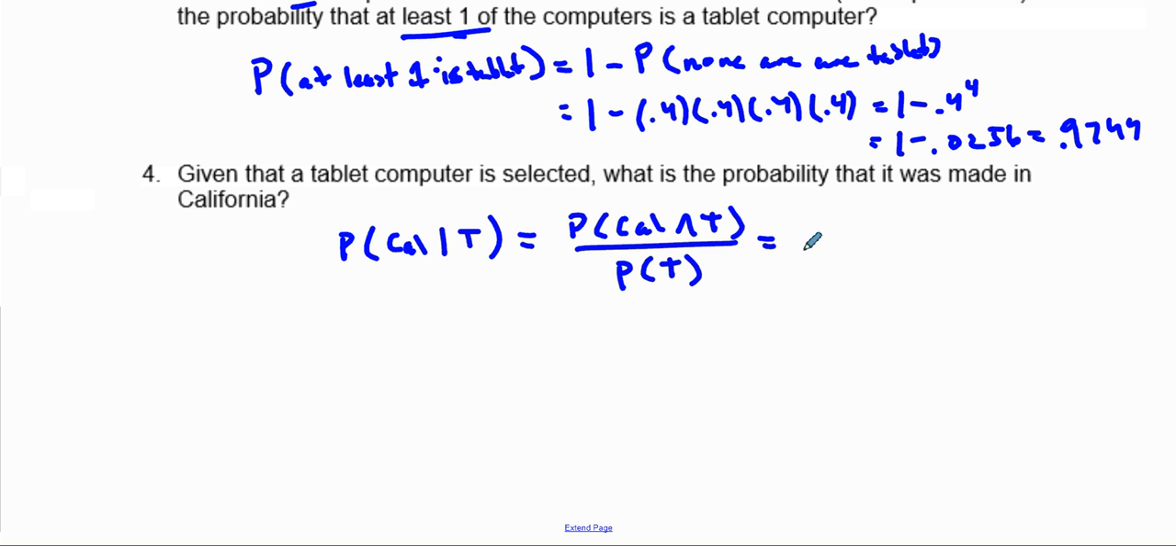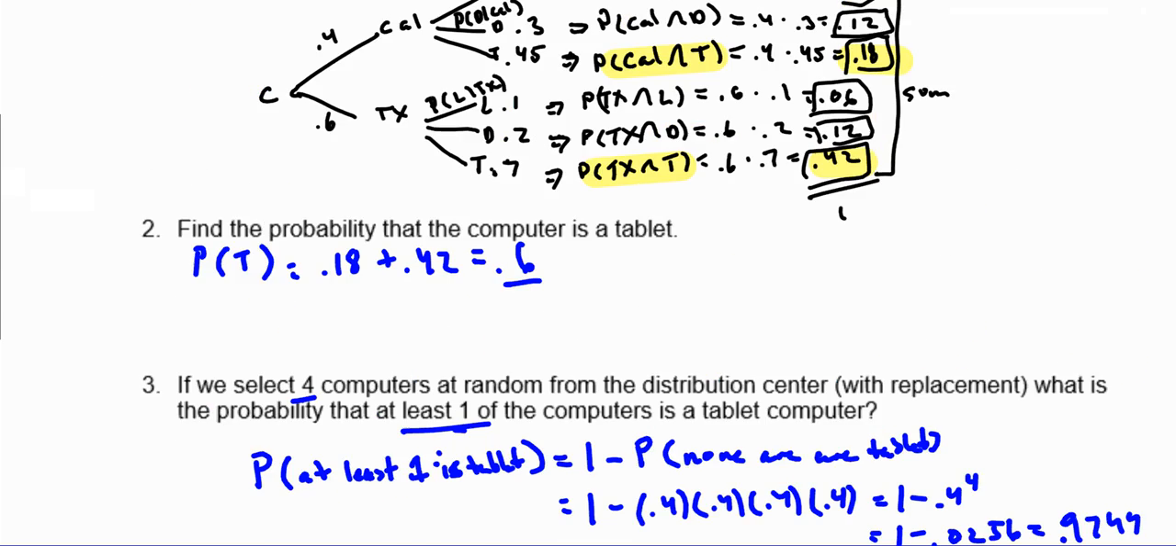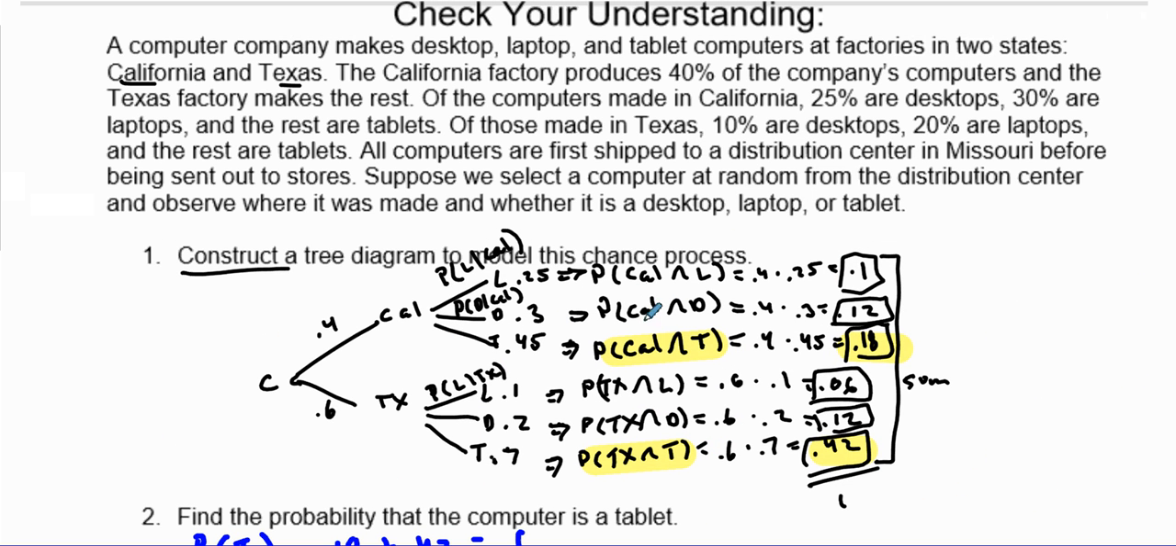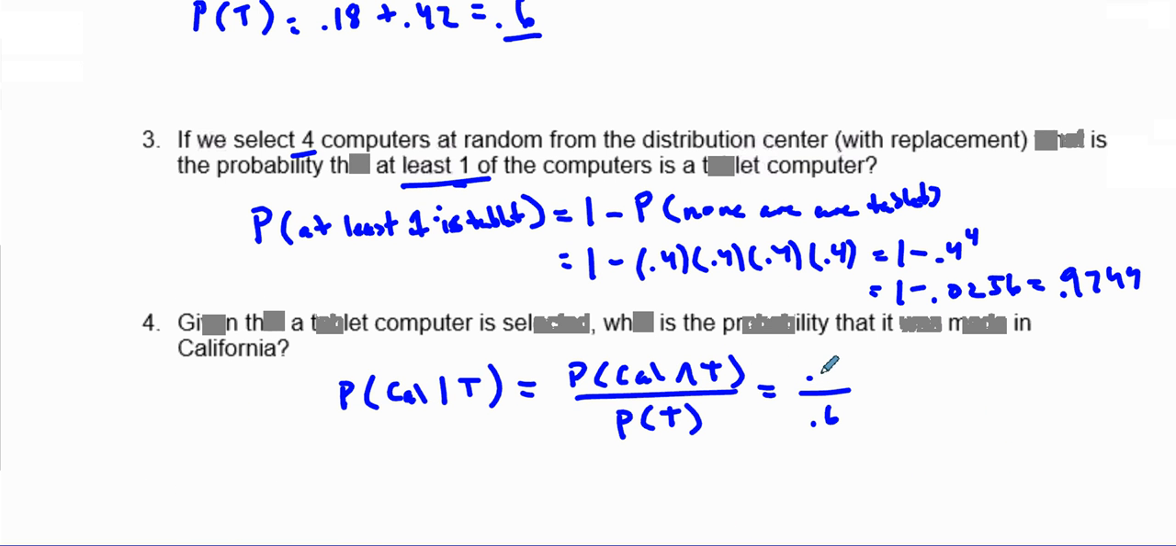We know the probability of a tablet is 0.6. The probability of being California and a tablet, we can go back up here and see, is 0.18. If we take those two, 0.18 divided by 0.6, we have 0.3. And that is going to be our solution.